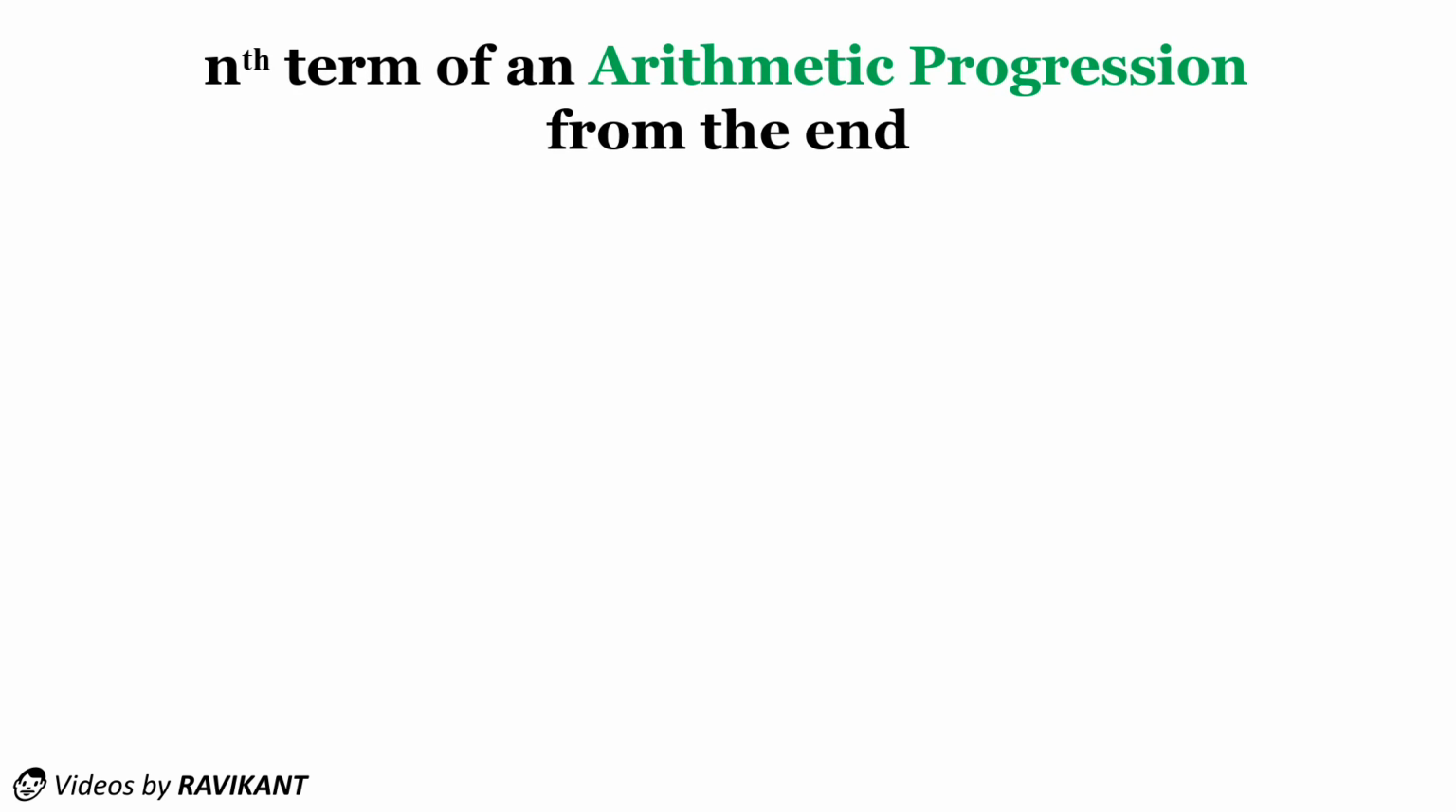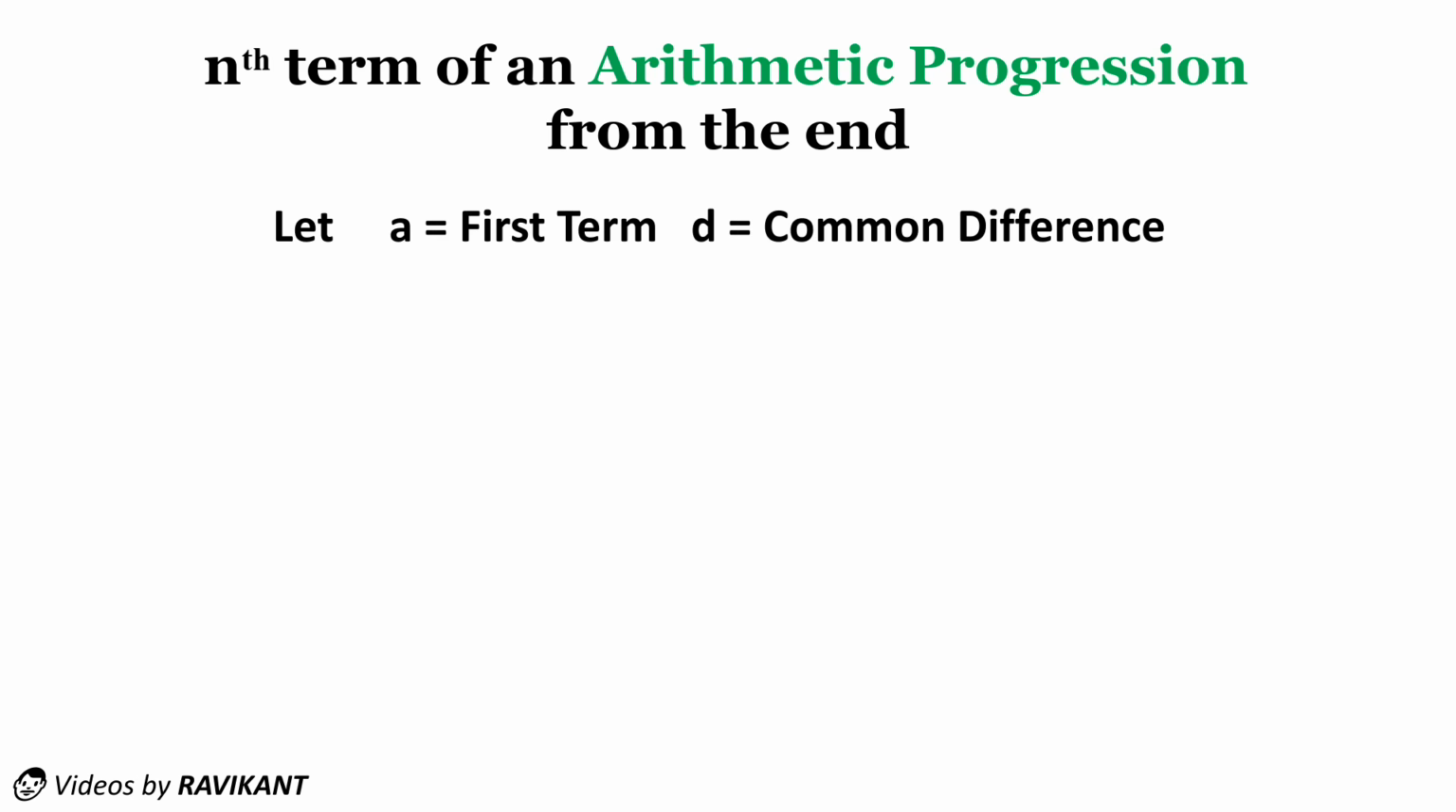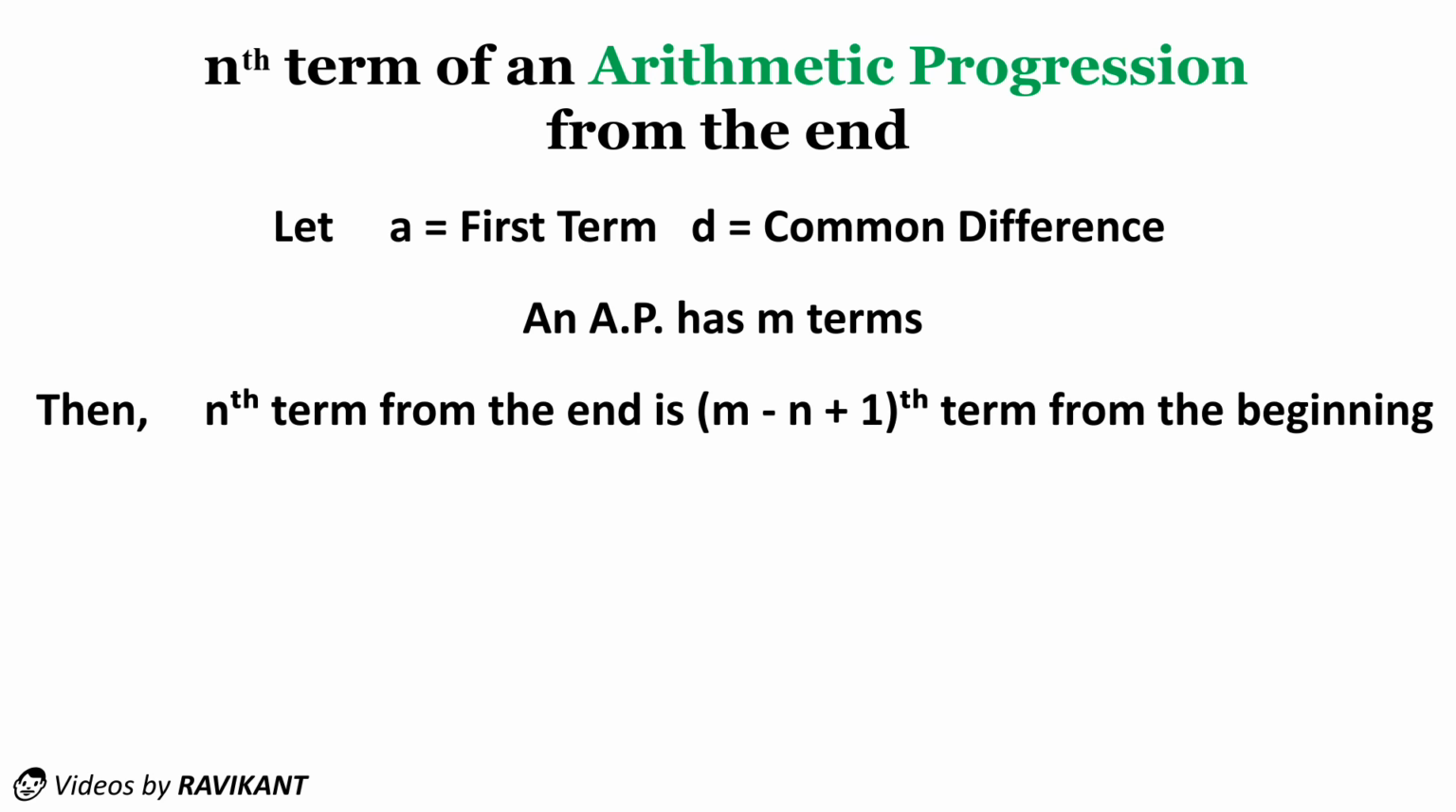Next, we have the nth term of an arithmetic progression from the end. So what do you think it can be, the nth term from the end? Let's assume a is the first term and d is the common difference. Let's consider an arithmetic progression which consists of m terms. Then the nth term from the end is given by the m minus n plus 1 term from the beginning. It means if you want to find the nth term from the end, then find the m minus n plus 1 term from the beginning, instead of from the end.